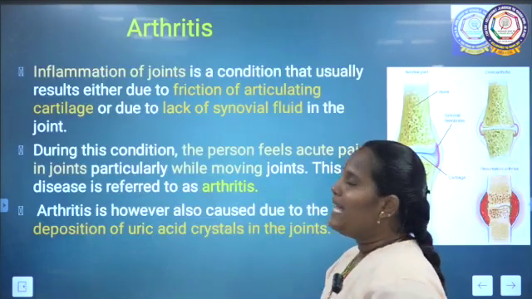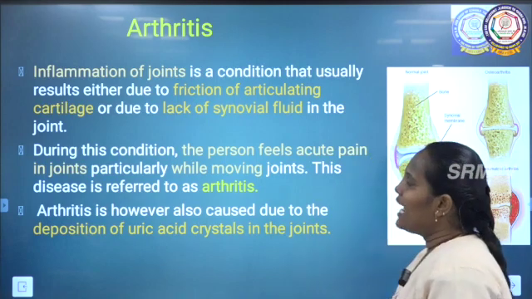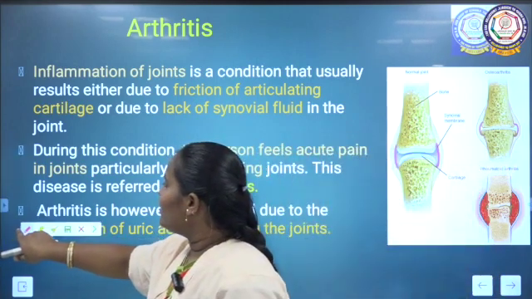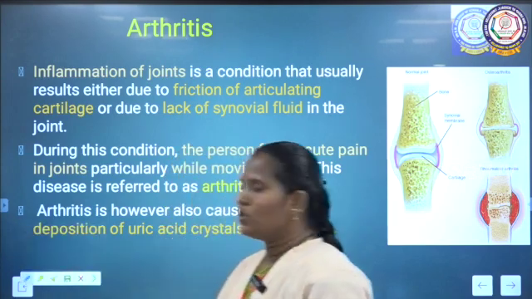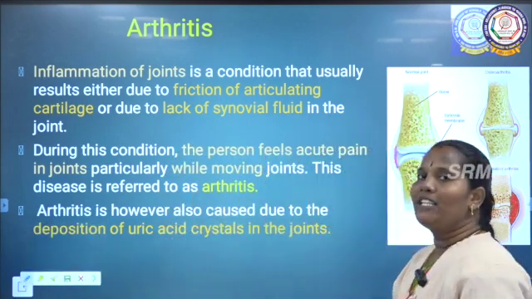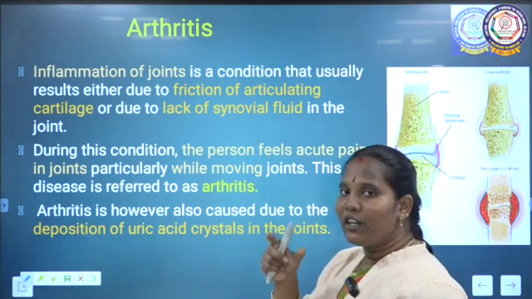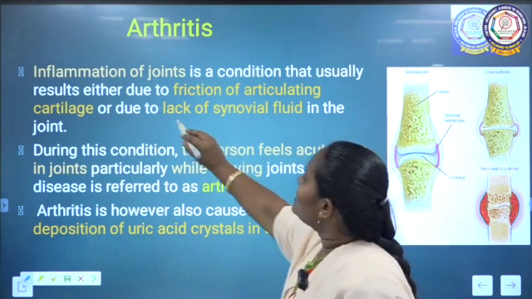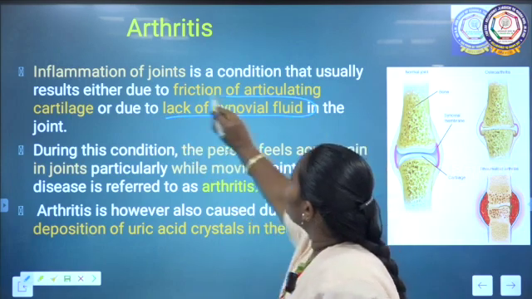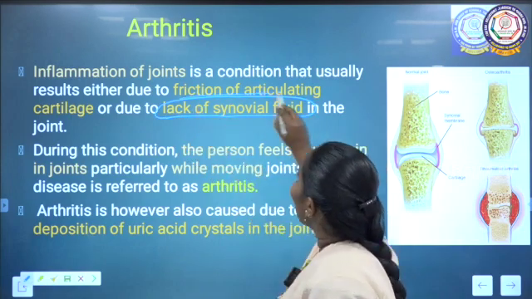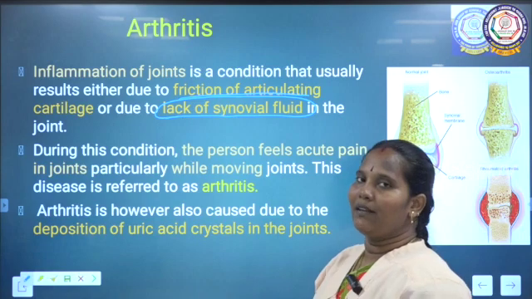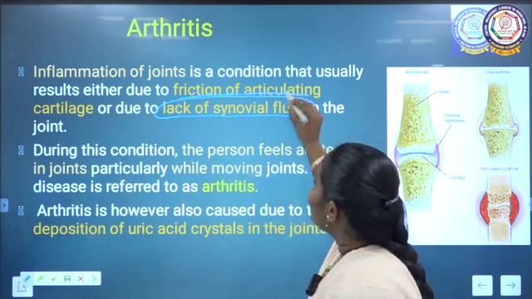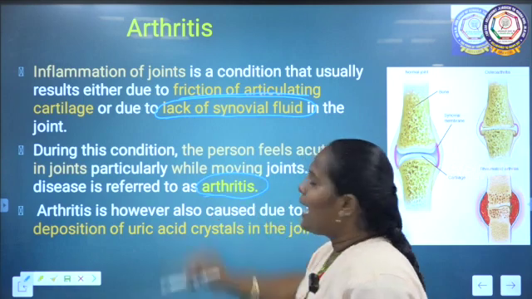Then next one, arthritis. What is arthritis? I already told you the synovial fluid is there in the gap between the bones. Why is the synovial fluid present? It reduces the friction. We saw that. When there is a lack of synovial fluid, friction happens between the two articulating surfaces. So what is the result? It causes the arthritis disease.